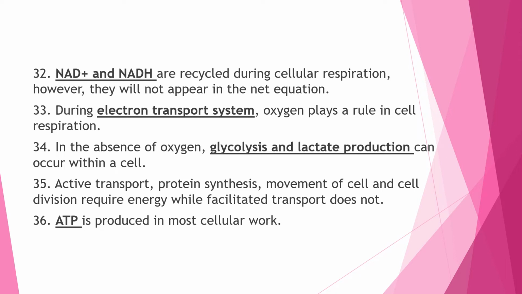Next, during the electron transport system, oxygen plays a role in cell respiration. Next, in the absence of oxygen, glycolysis and lactate production can occur within a cell. That's the reason why, when you go on a heavy workout, you will have more lactate production than usual. Sometimes people who are working out so hard will experience muscle spasm. It's because of this.